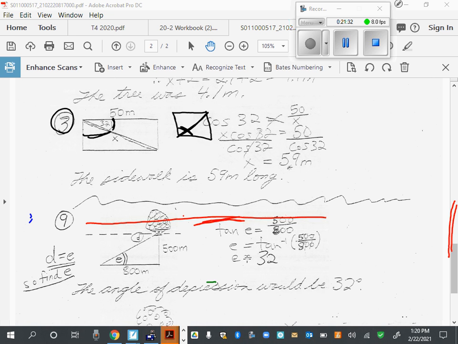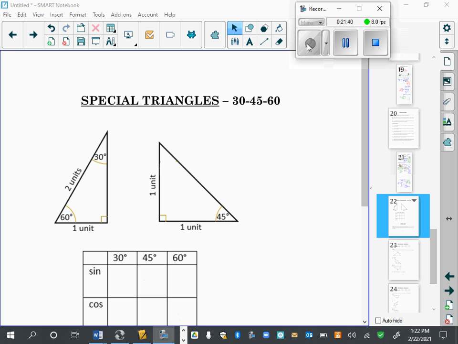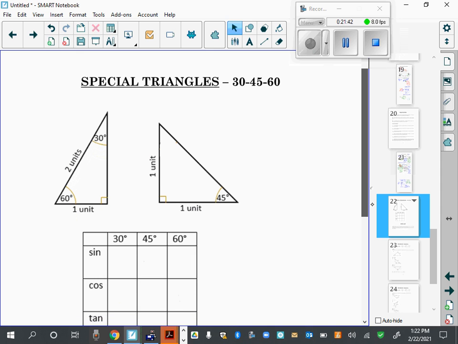And don't forget, RPSA. Turn to the special triangle page. Page 21. 21, thank you.